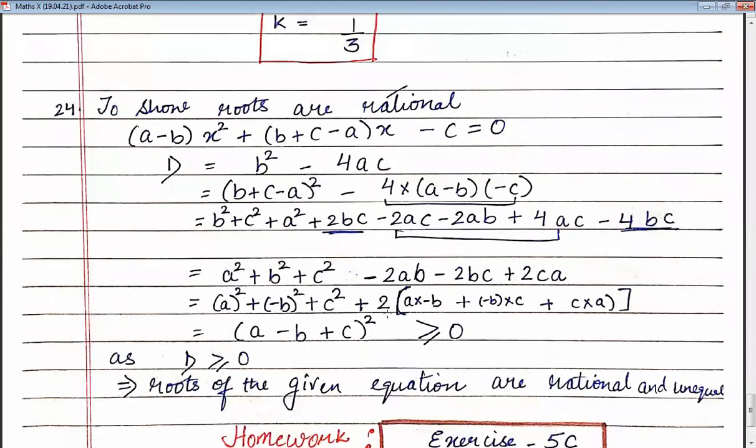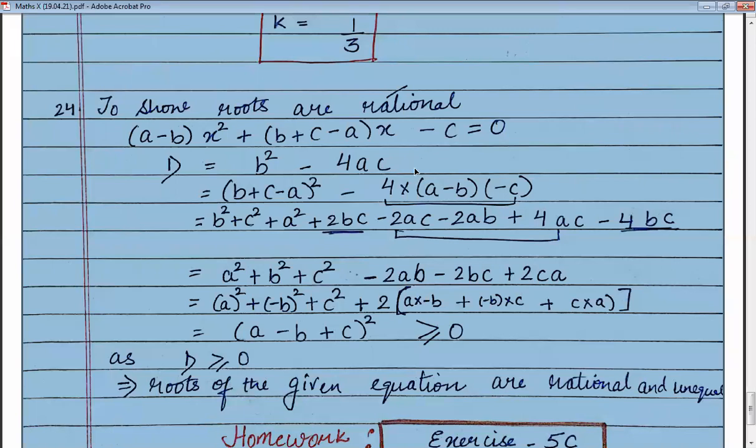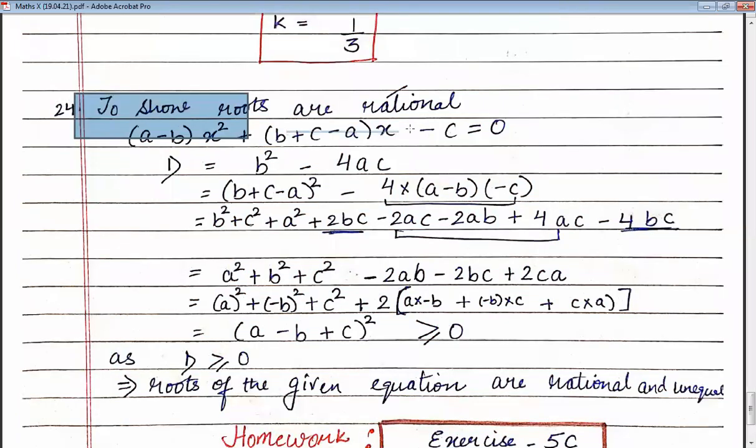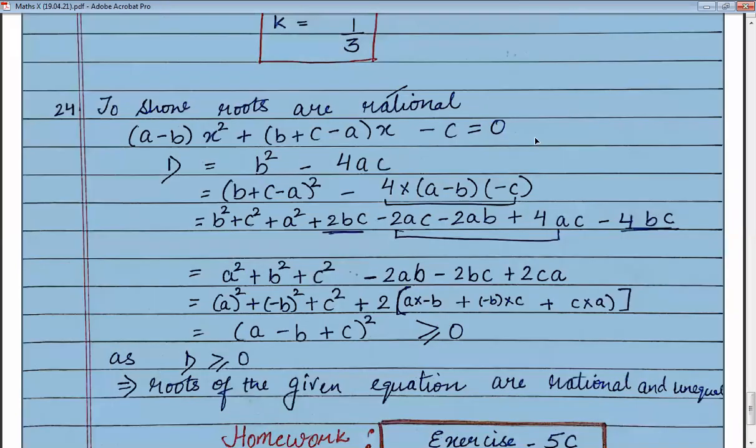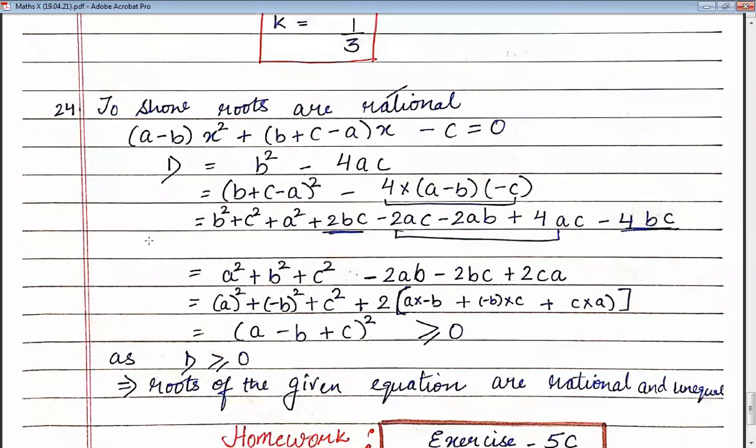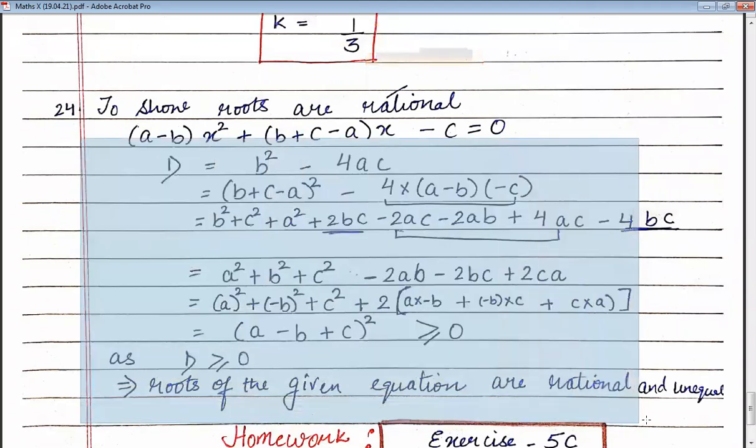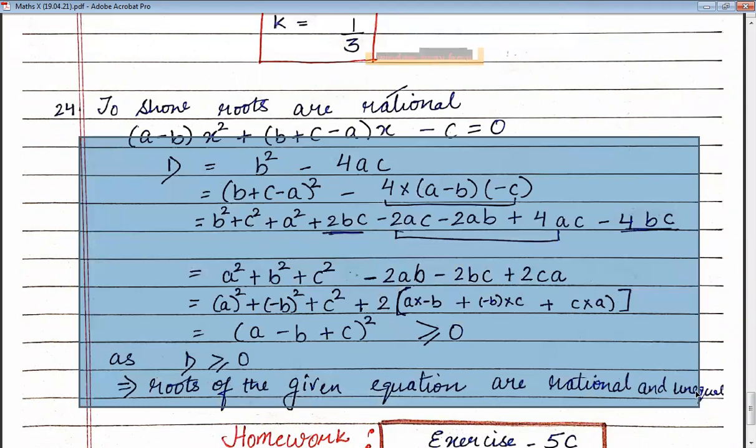Now similarly, children, look at this question. You have to show that the roots are rational and unequal. As you have to show this, the roots are unequal when the discriminant is greater than or equal to 0. So you have to show that the discriminant is greater than or equal to 0.